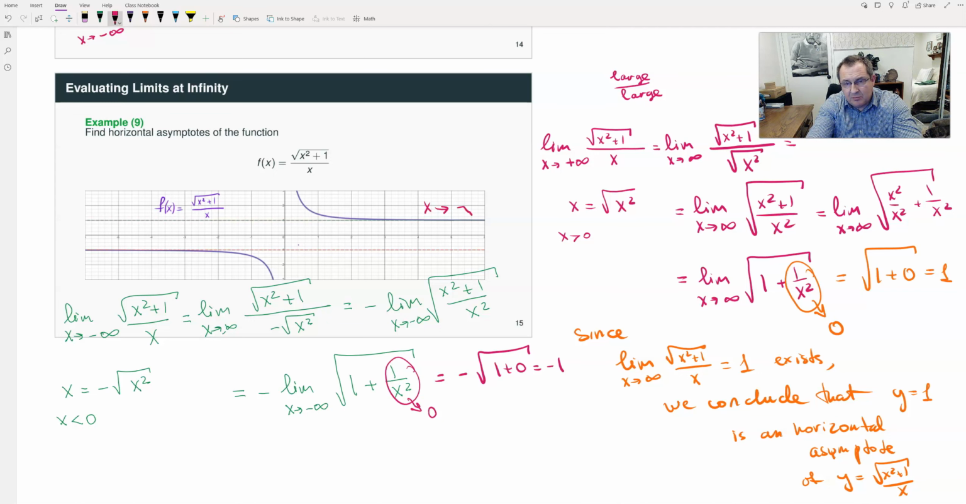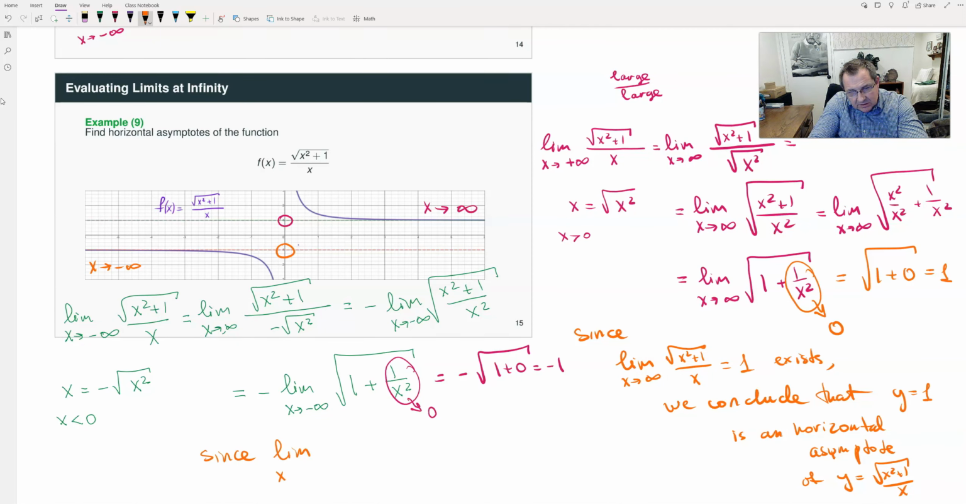For x goes to plus infinity, the limit is 1. For x goes to minus infinity, the limit is negative 1. That's way too.